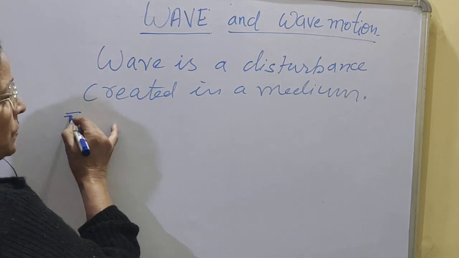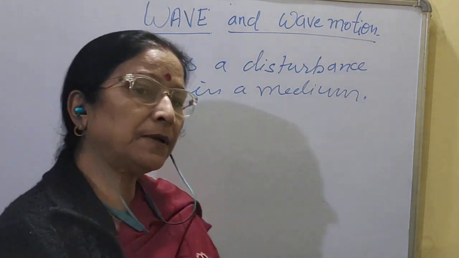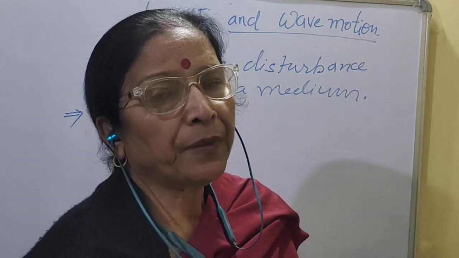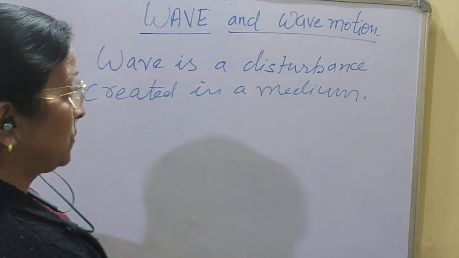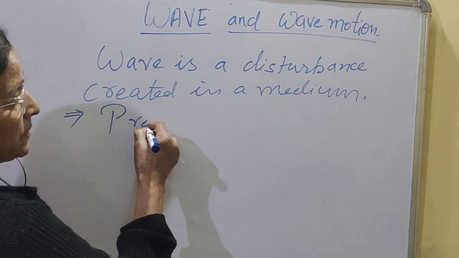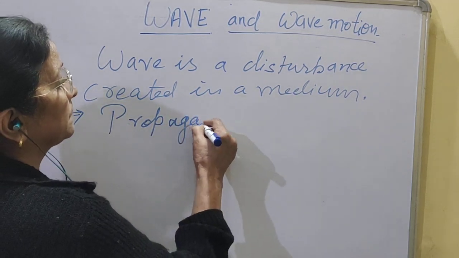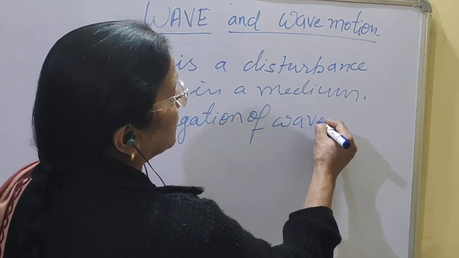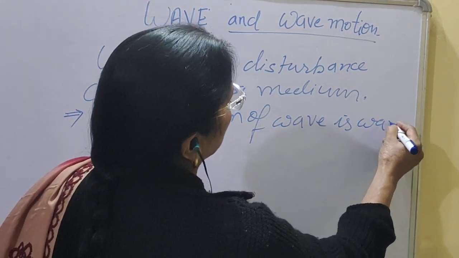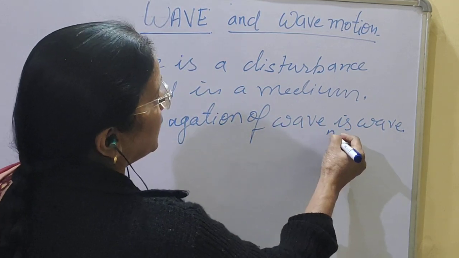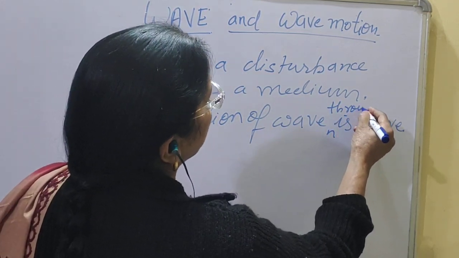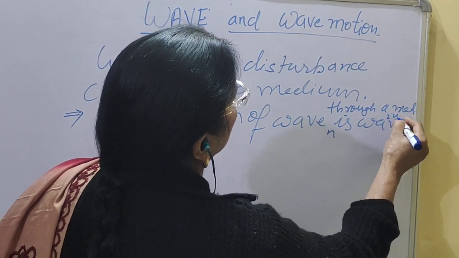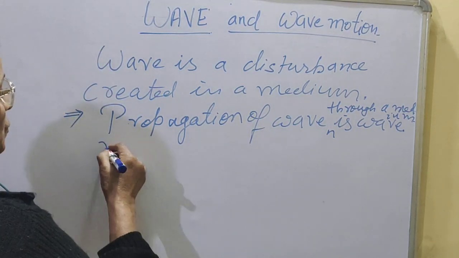Now propagation of wave means the disturbance propagates, travels from one place to another place in the medium, and that is called wave motion. So propagation of a wave through a medium is wave motion.